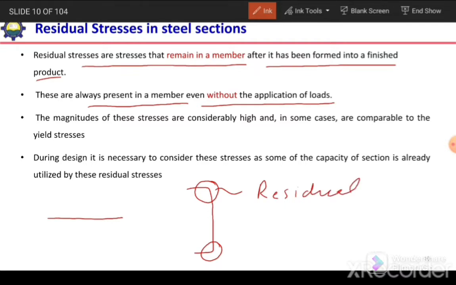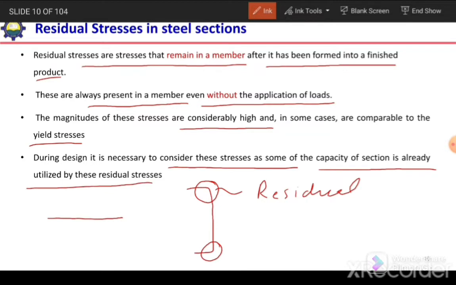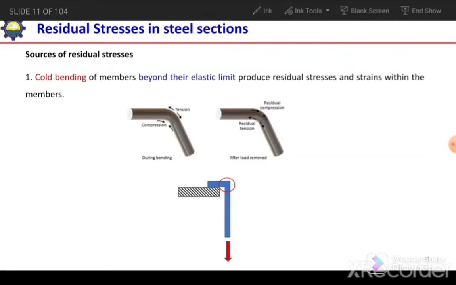The magnitude of these residual stresses can be considerably high, reaching up to the yield stress. That's why it is necessary to consider these stresses during the design of steel sections, because some of the section capacity is already utilized by these residual stresses. Next are the sources of residual stresses.